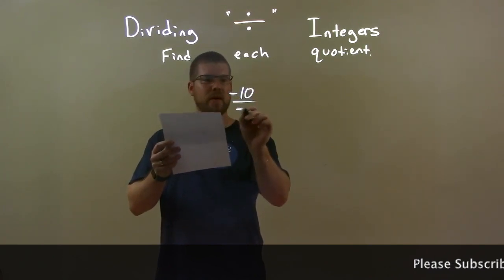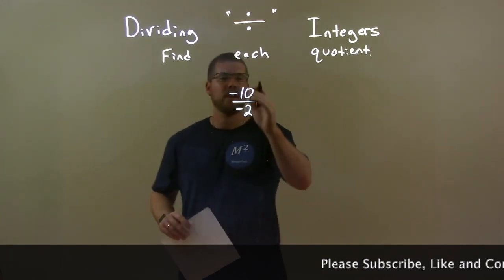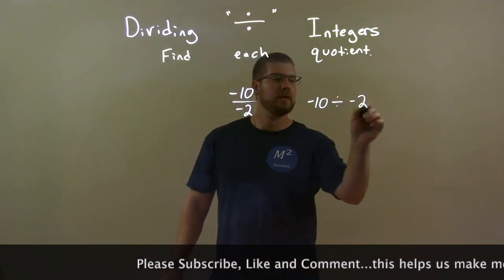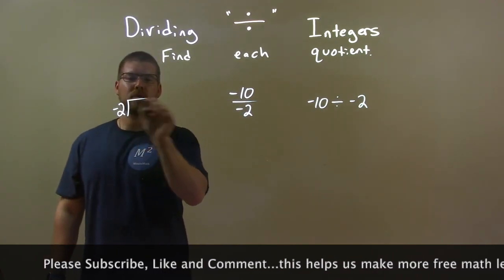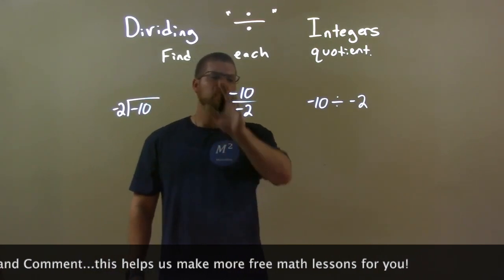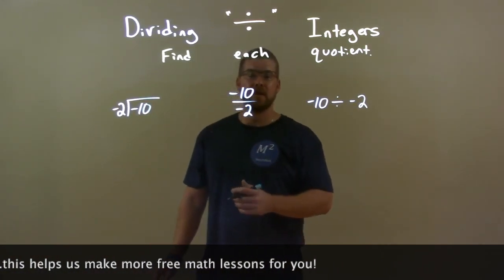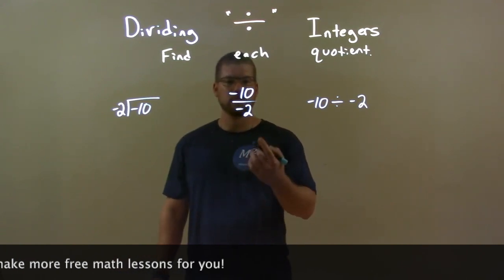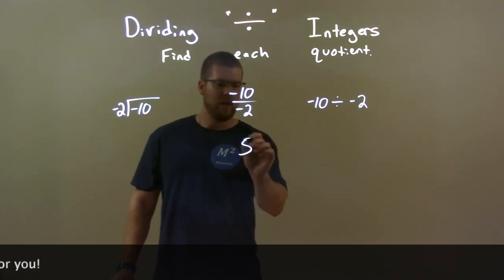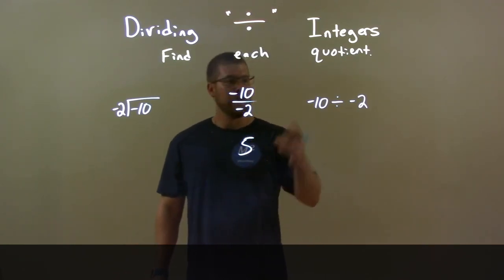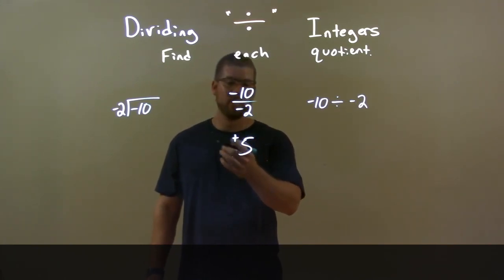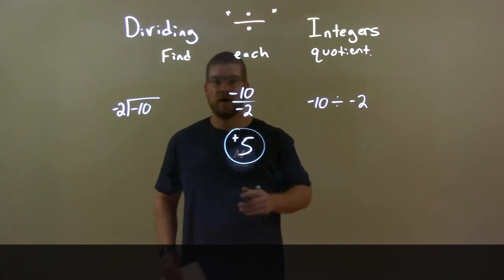-10 over a -2, okay? So we have -10 divided by -2. Another way to write that, -10 divided by -2, or -2 goes into -10. Either way, same question, okay? So for right now, I actually ignore the negatives and just think about 10 divided by 2. Well, 2 goes into 10 5 times, right? So 10 divided by 2 is just 5. But now I have some negatives to deal with. A negative divided by a negative, we always know, is a positive. So our final answer, combining the two, is a positive 5.